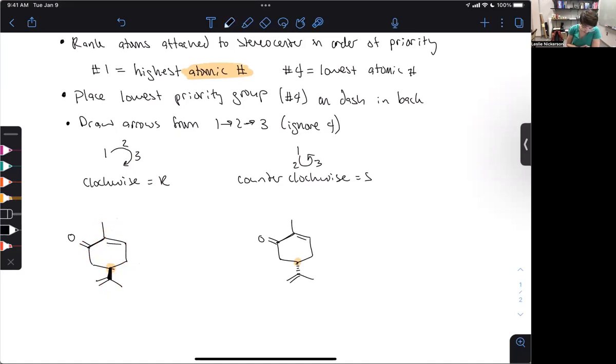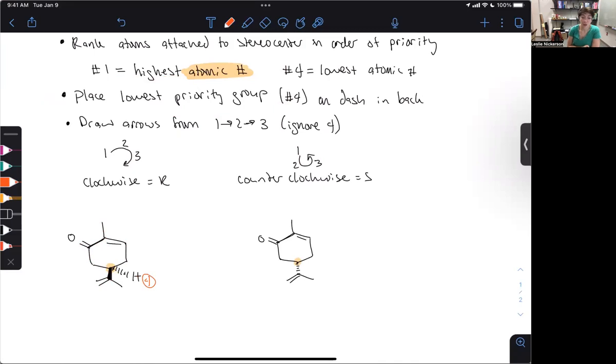So we need to do some ranking now. I always draw in the H for these. It's always draw in your H. There's no reason not to. So if my substituent here is on a wedge, my H is on a dash, which is awesome because I've got my lowest priority group on a dash already. Because if I'm looking at carbon versus carbon versus carbon versus H, the H is going to be number 4.